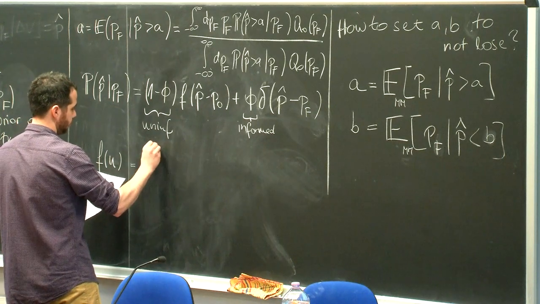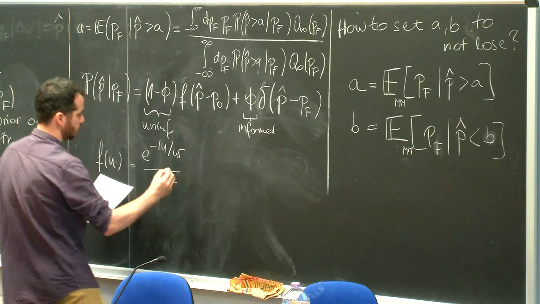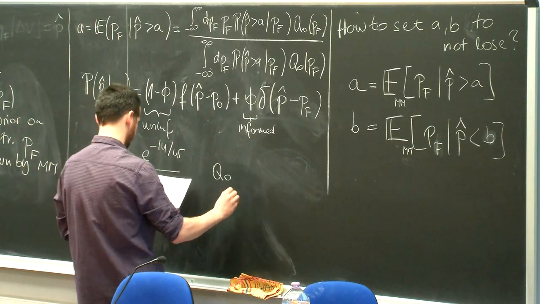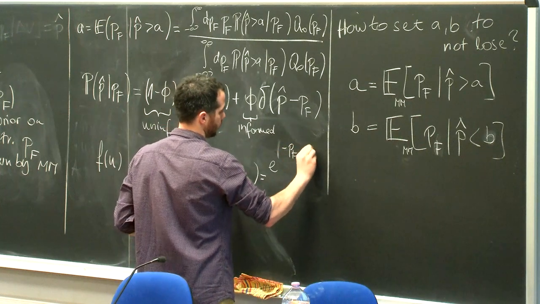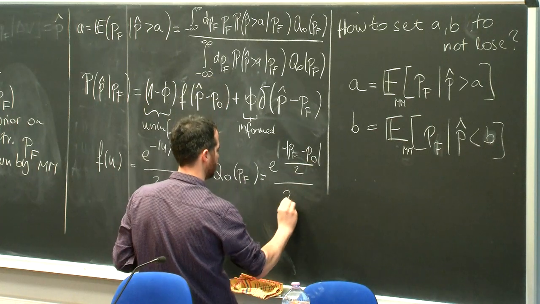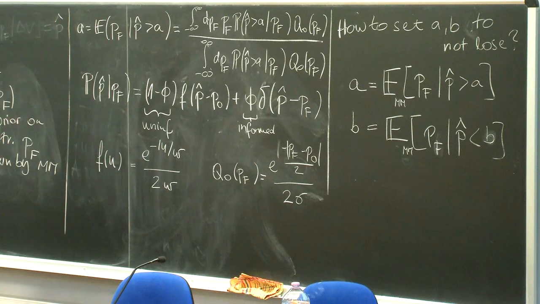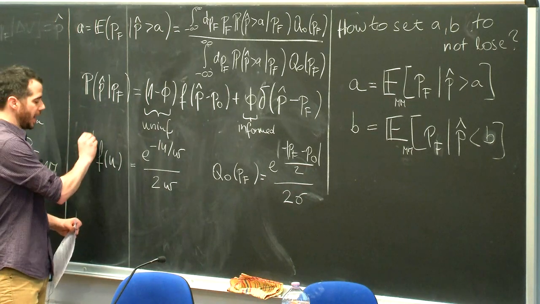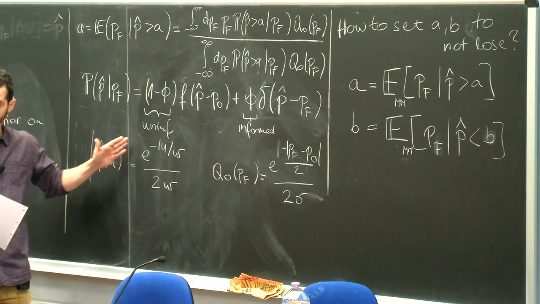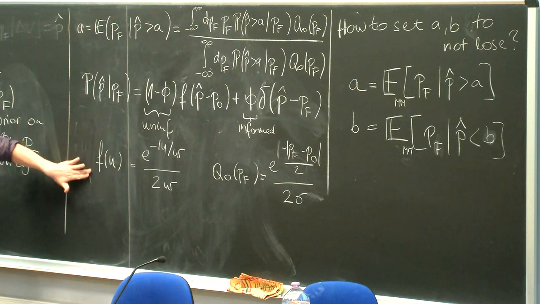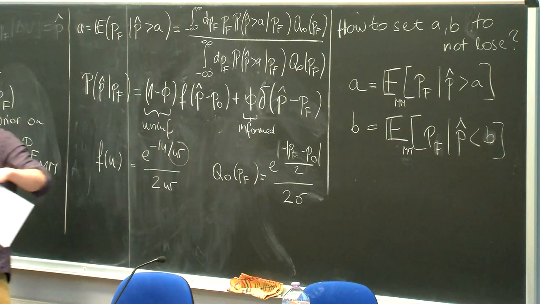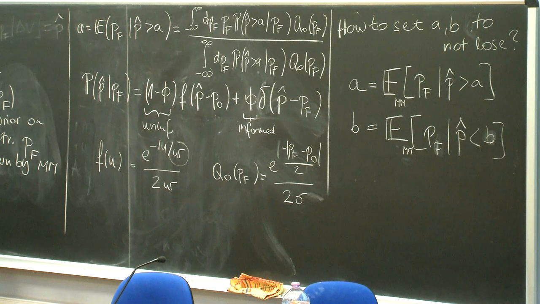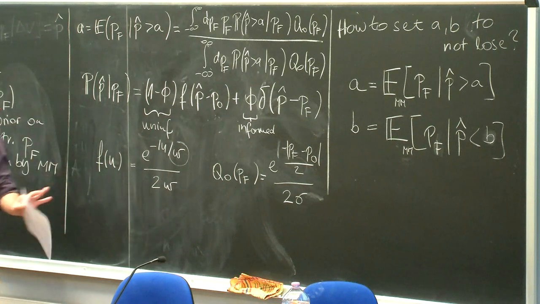You can choose it to be the following. It's really not important, unless you love to do calculations. We simply say that for f here, we choose something which is decaying exponentially around the current price, with some noise, so some typical deviations, some dispersion of the distribution. So this is what the uninformed are doing.